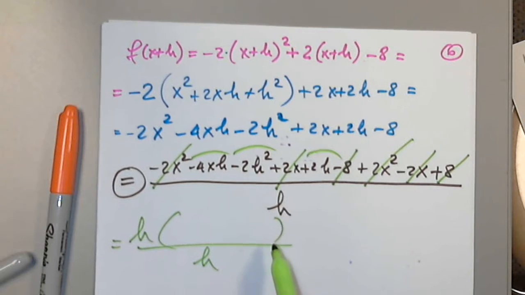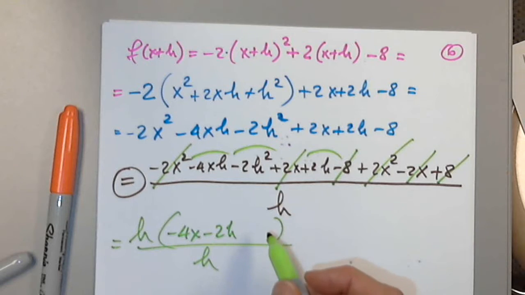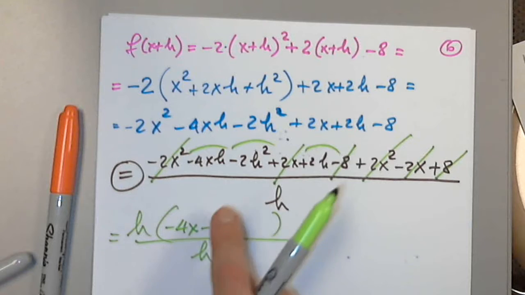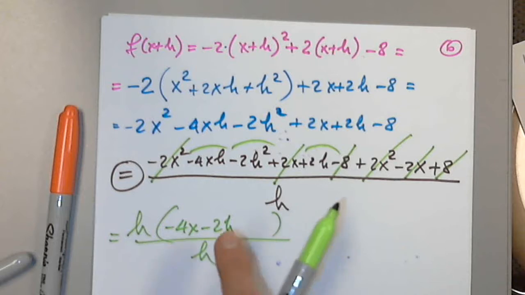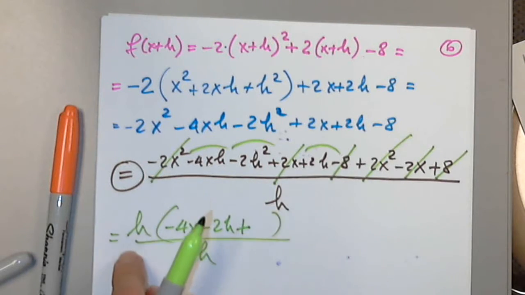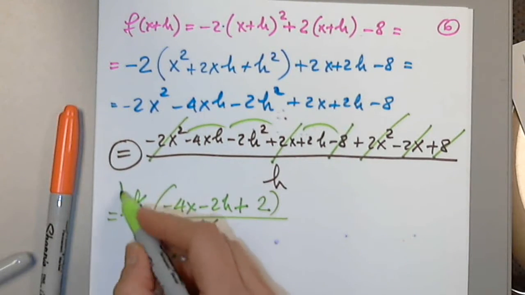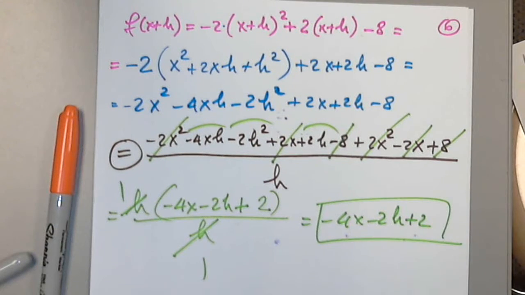So what is left at the top then? Negative 2h squared minus 4xh plus 2h. Negative 4x when I pull out an h is negative 4x. Negative 2h squared when I pull out an h is only negative 2h. And then plus 2h, when I pull out an h, I'm left with 2. So that's how the h's go away. And negative 4x minus 2h plus 2 is the final simplified form of the difference quotient, which is the rate of change of this function at any point. Good.